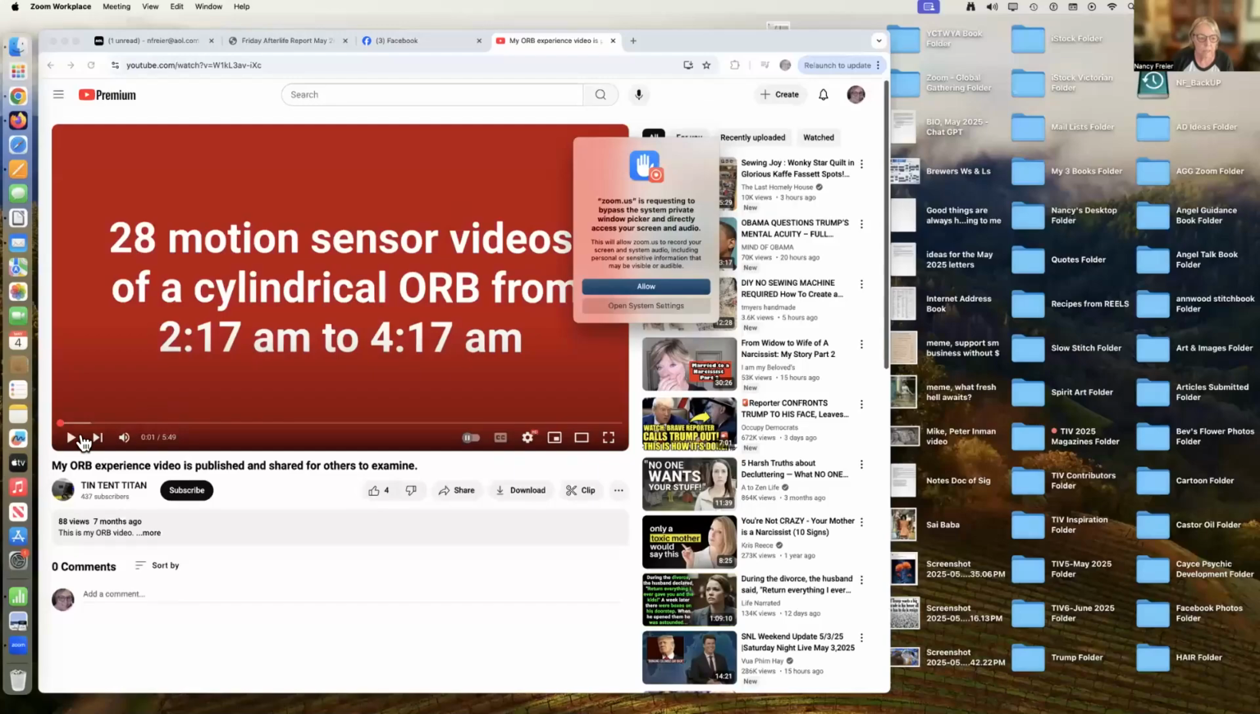If I can figure out how to share it. The share button should be at the bottom of your Zoom window. Oh yeah. Okay. And then you can click on which of your computer windows you want to share. Okay. Here goes. It's about 5 minutes.